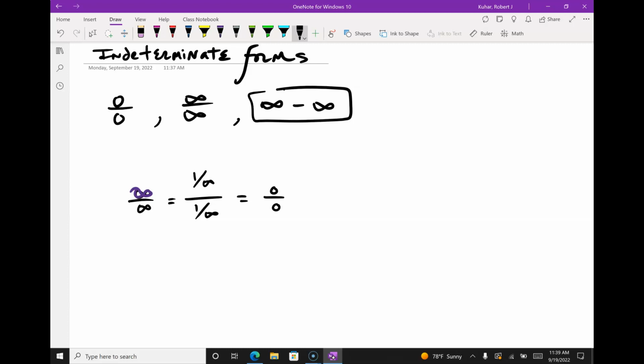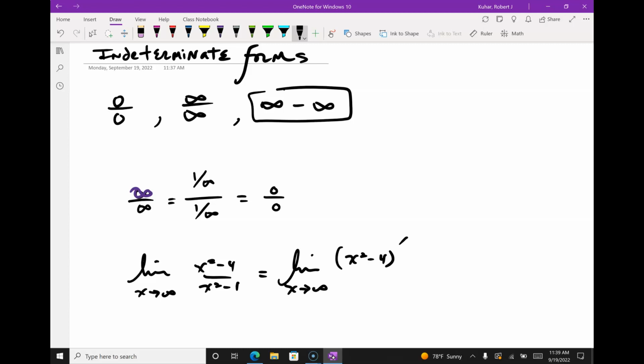Different sizes of infinity. So we've got the limit as x goes to infinity of (x squared minus 4) over (x squared minus 1). That is the same as the limit as x goes to infinity of the numerator prime, right, get the derivative, over the denominator prime. Right? L'Hopital's rule. So what is that?